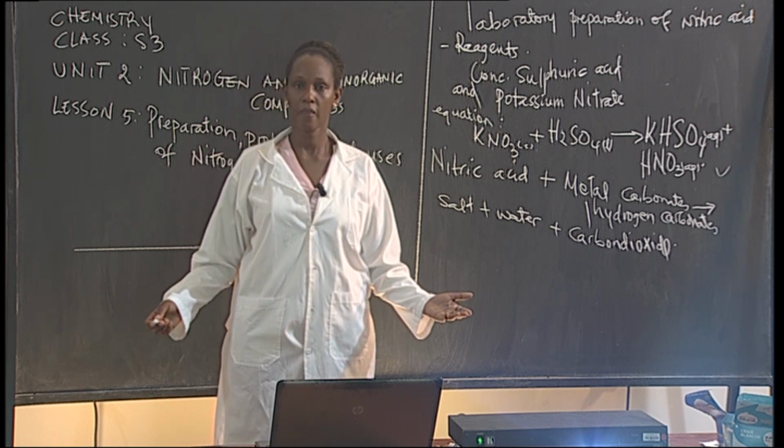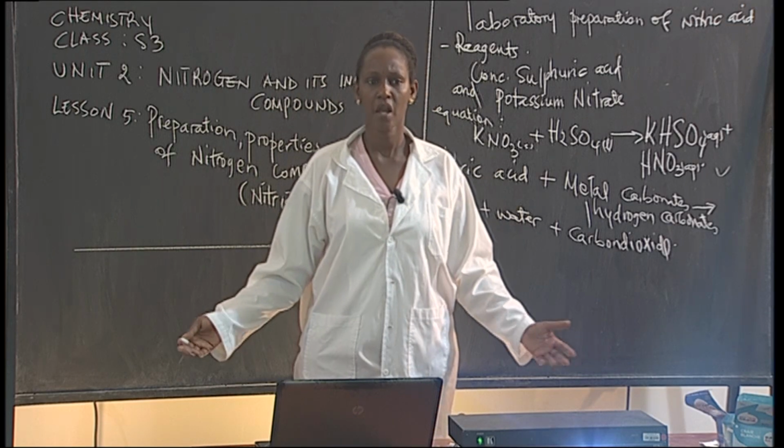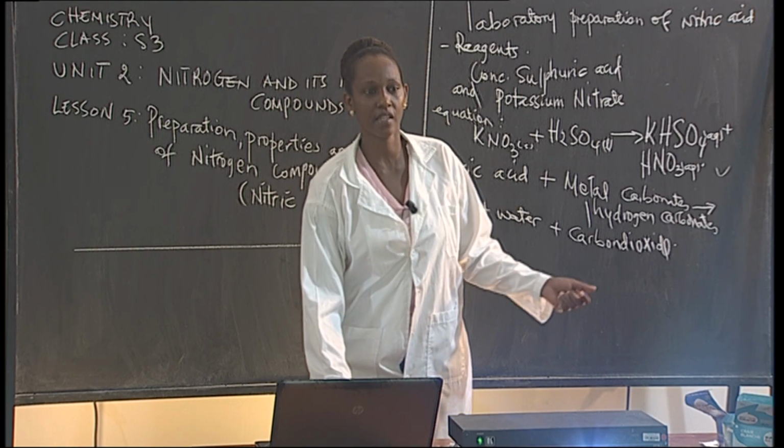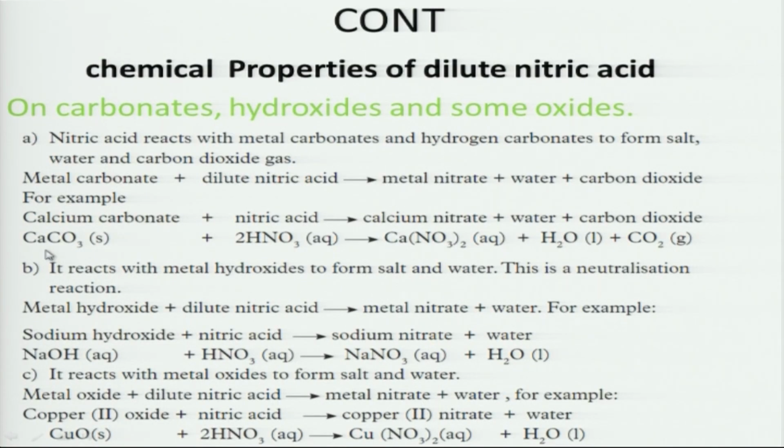For example, take any metal carbonate, say calcium carbonate, plus nitric acid. From the slide we have chosen calcium carbonate, but it can be sodium carbonate, magnesium carbonate, any metal carbonate. Plus nitric acid, you get its corresponding nitrate salt, that is calcium nitrate, because we used calcium carbonate. Calcium nitrate plus water plus carbon dioxide.